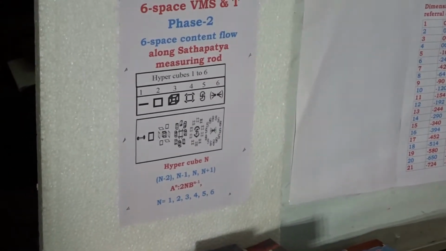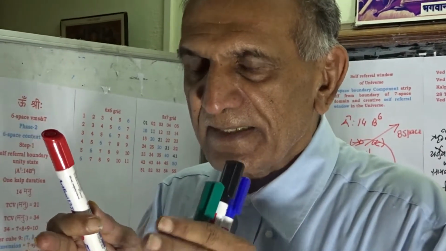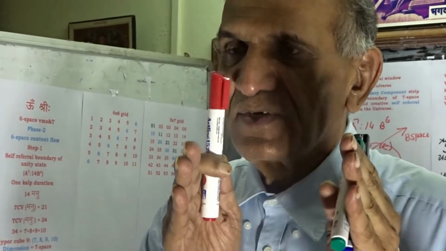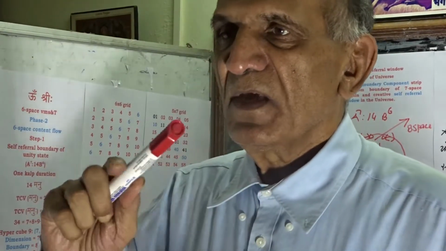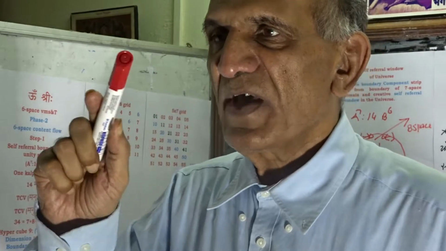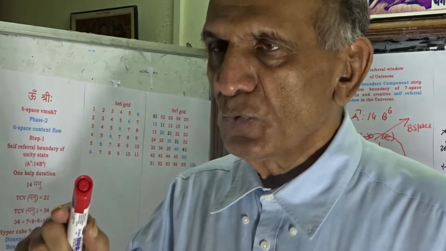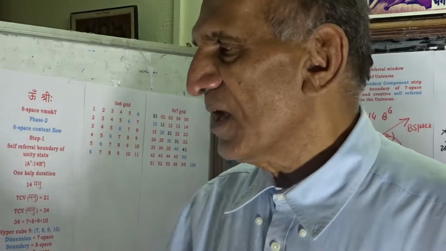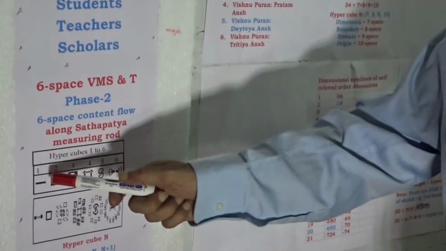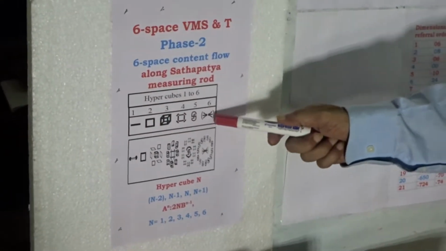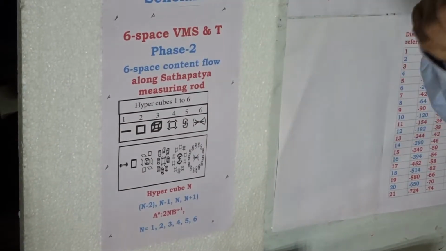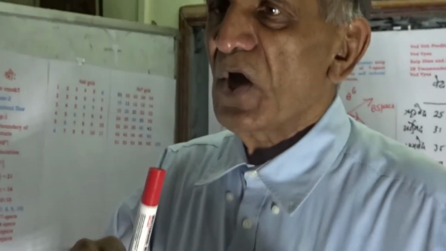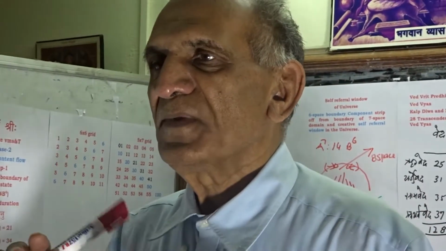Today we are making an introductory lesson. In this introductory lesson, the chase is going to be of initiation for exposure to the values and features of 6 space miring rod, Sthapatya miring rod, and as to how the Vedic systems are organizing themselves.